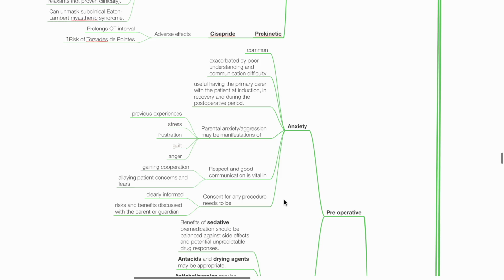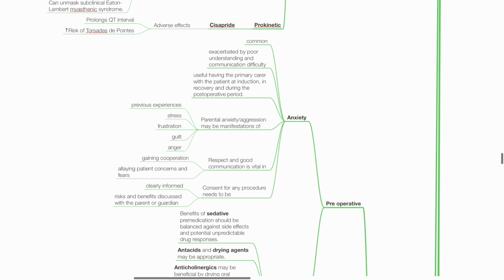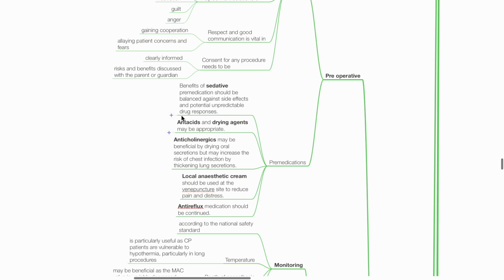Consent for any procedure needs to be clearly informed. Risks and benefits discussed with the carer. Regarding pre-medications, benefits of sedative pre-medication should be balanced against side effects and potential unpredictable drug responses. Antacids and drying agents may be appropriate.